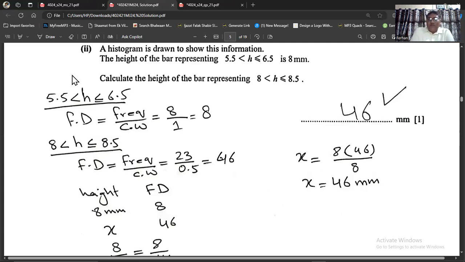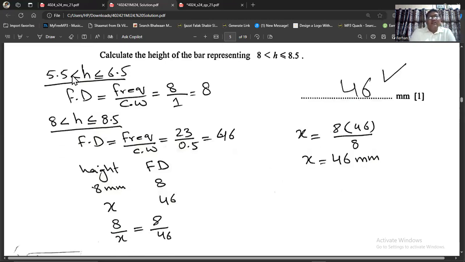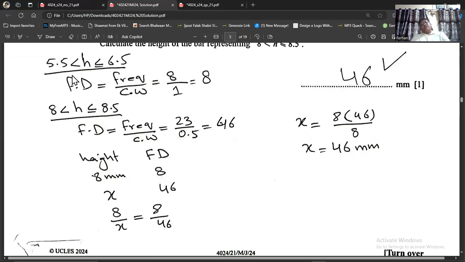Now, that frequency density on the y-axis has been represented with the height they have given us. Now I'm going to use the method of proportionality. So you see the height and the frequency density. The 8 frequency density has been represented with the 8 millimeter. So 46 frequency density will be represented with x. So 8 by x is equals to 8 by 46. So x will be equals to 8 multiply 46 divided by 8, and the x will be equals to 46 millimeter. So the height of this histogram bar will be 46 millimeter.